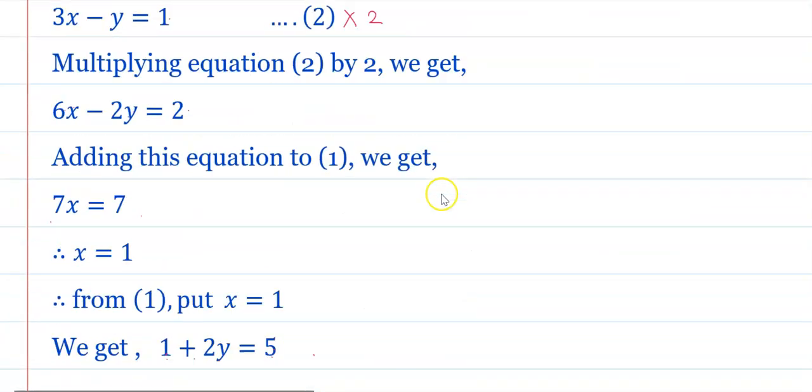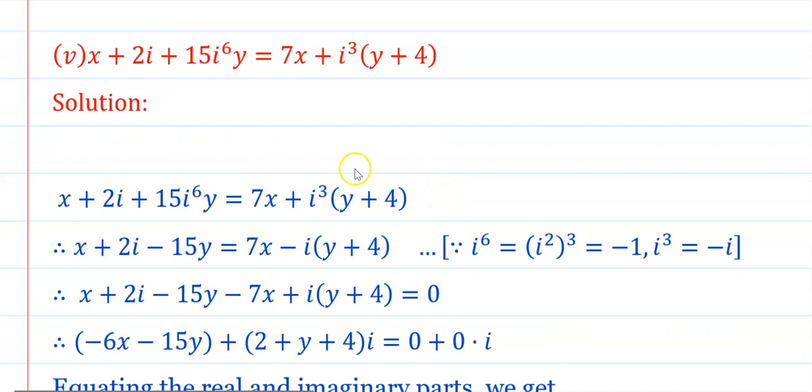And last problem. Okay. Now this is the last problem from this exercise. This was the biggest exercise. x plus 2i plus 15 i raised to 6 into y is equals to 7x plus i cube in bracket y plus 4. Now substitute the value. i raised to 6 means what? Minus 1. This is the x plus 2i as it is. i raised to 6 is minus 1. Therefore, it is a minus 15y. 7x. i raised to 3 means what? Minus i. Okay. This is the minus i in bracket y plus 4.